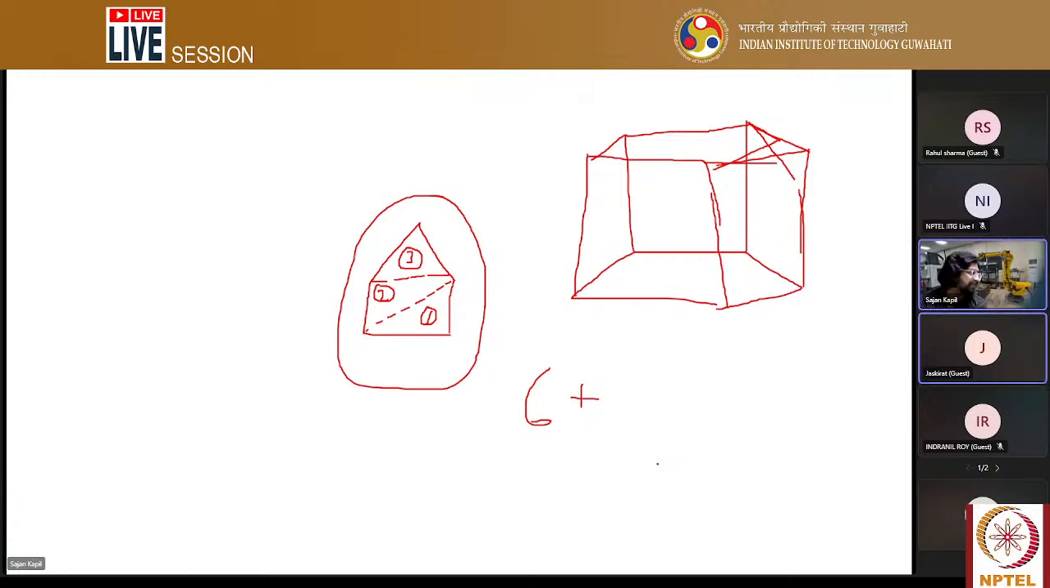The side faces are rectangles, and each rectangular face requires 2 triangles. So how many side faces are there? 1, 2, 3, 4, 5. 5 into 2 is 10. So I think 16. Is it correct? Sir, but in the assignment, the correct option is marked as 20. The answer is 20.